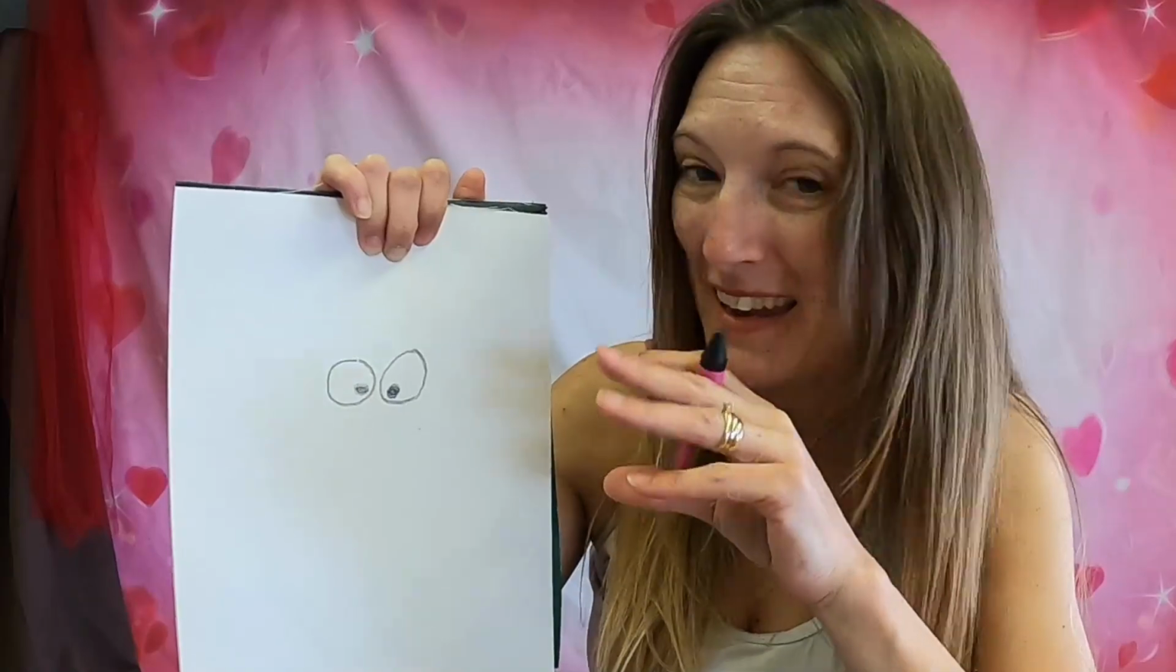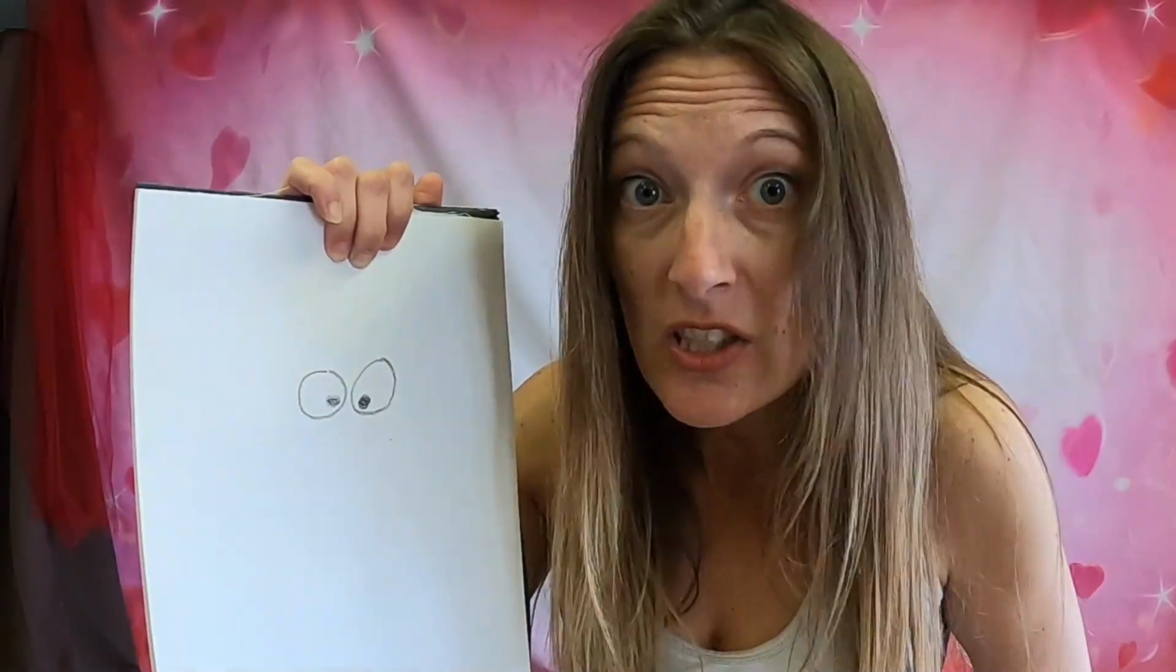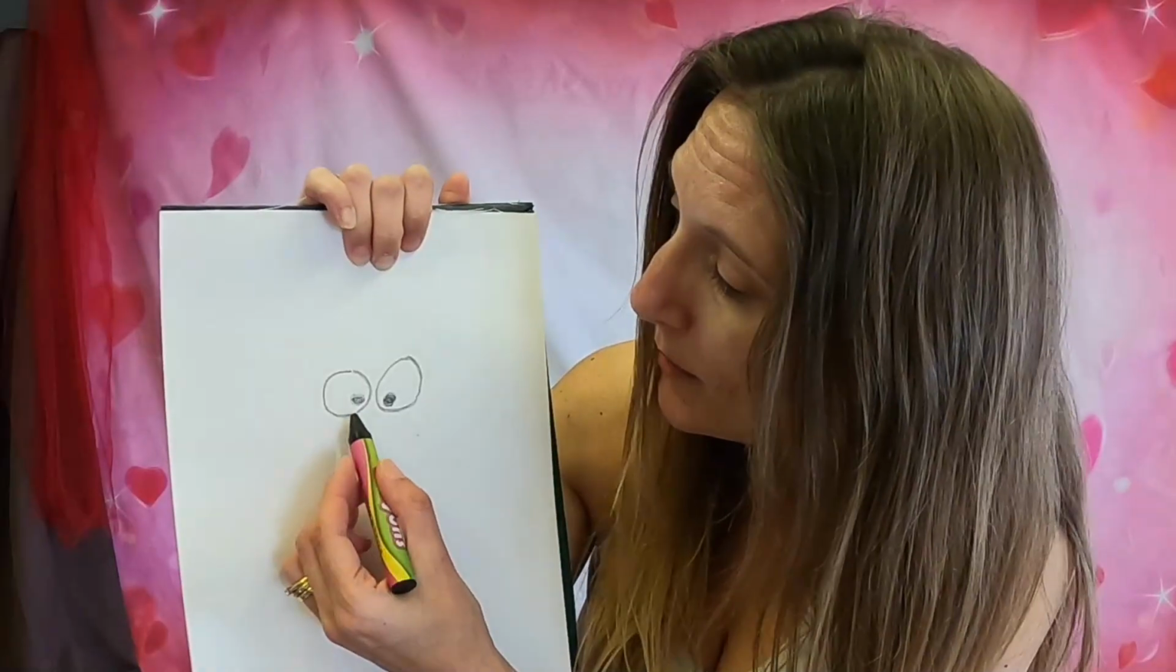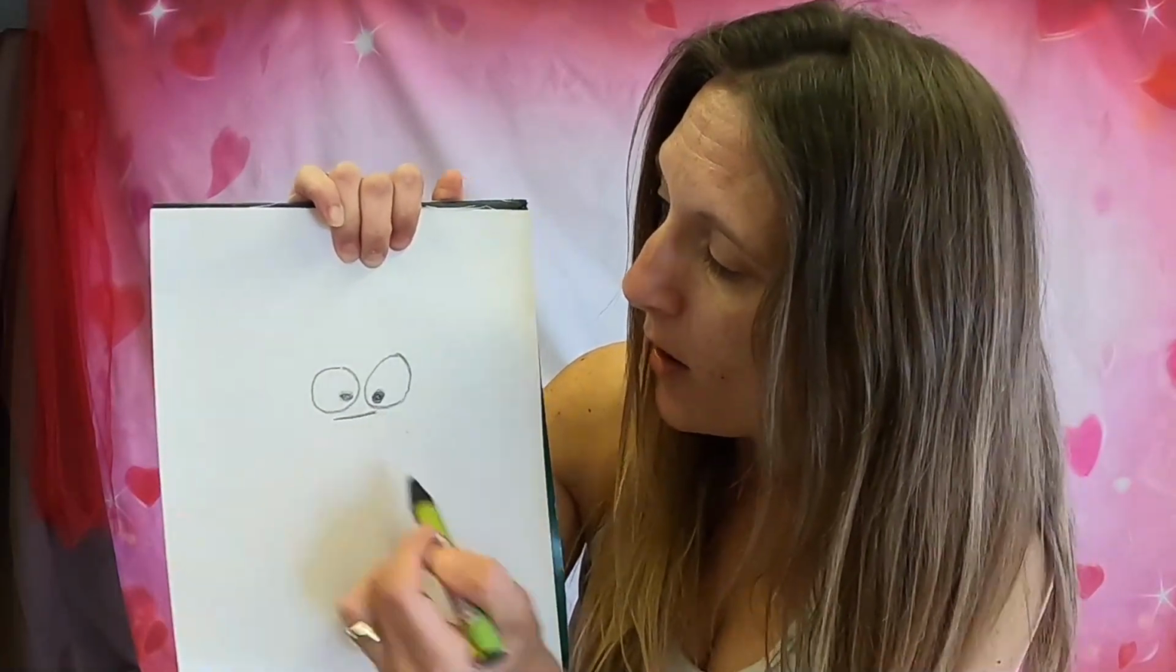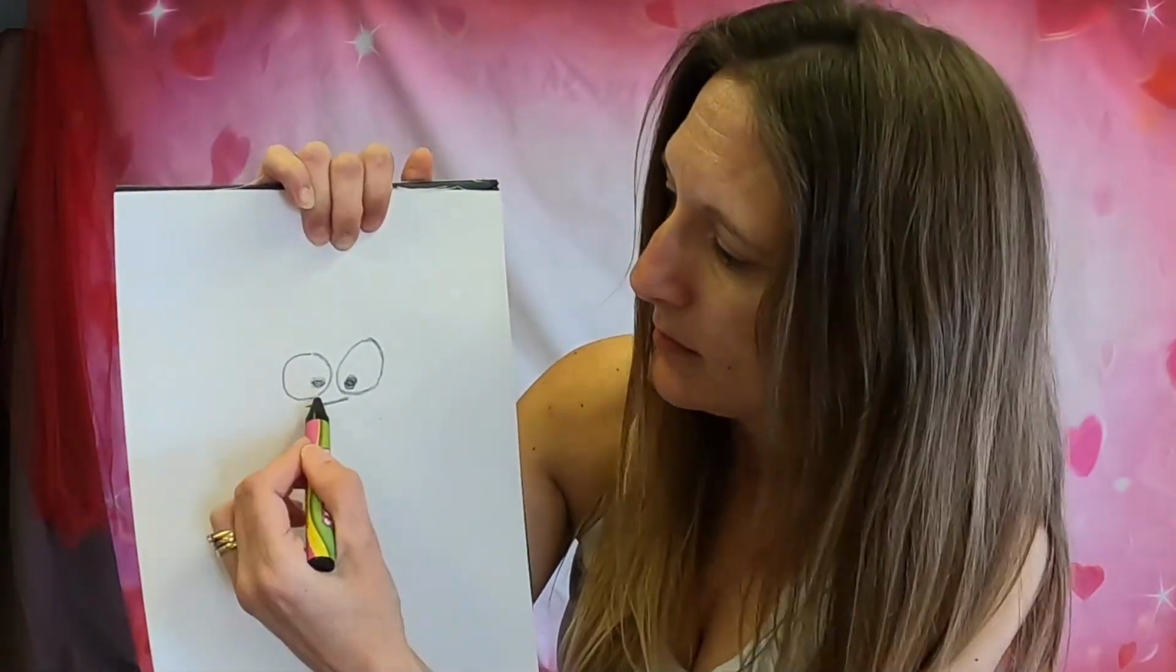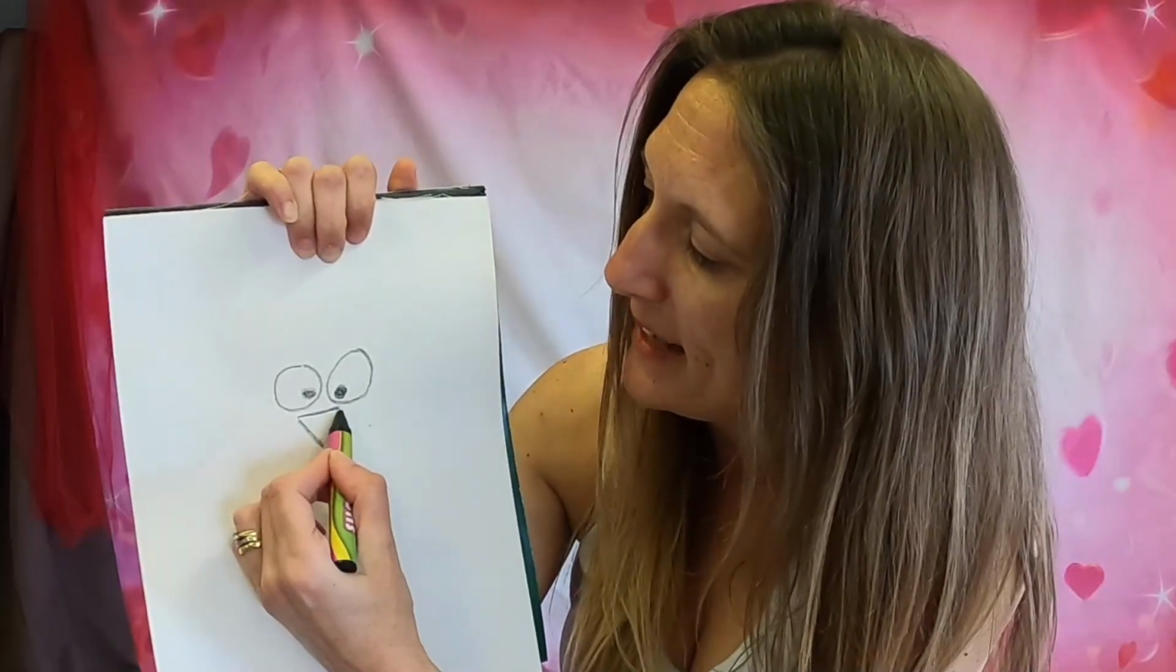He has a beak. We better give him a beak. Okay, are you ready? A beak looks almost like a triangle. So we're gonna go like this, straight across, down, and down. Oh, there he is. He's so cute.